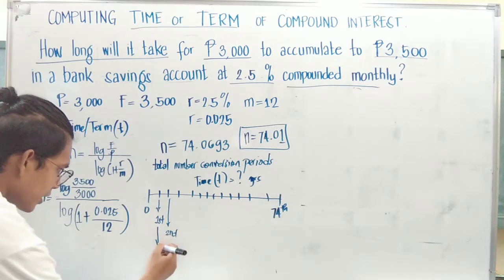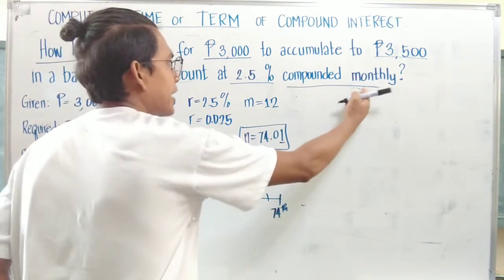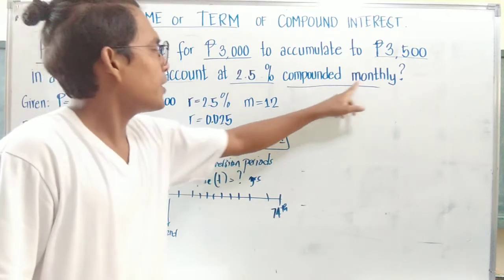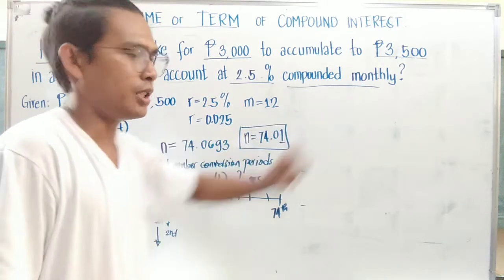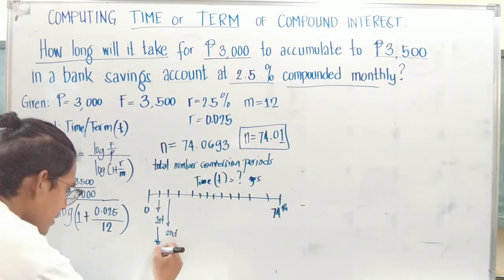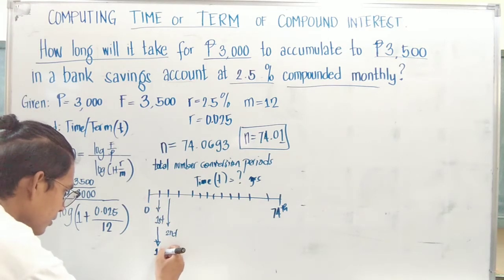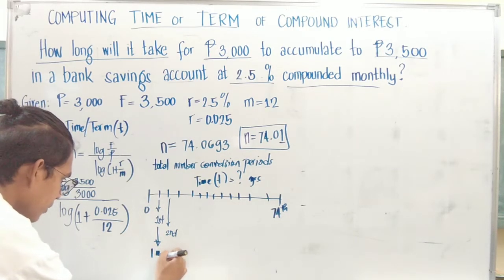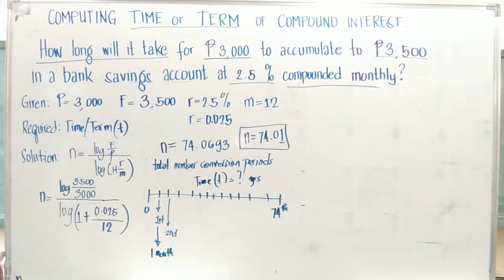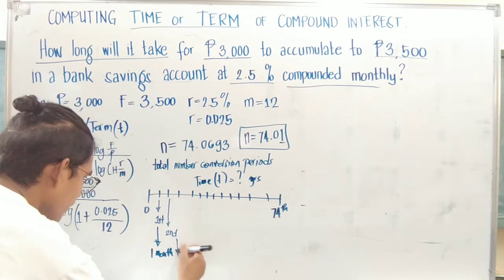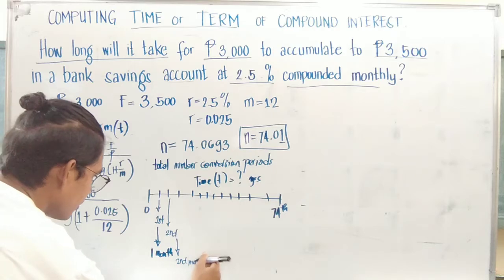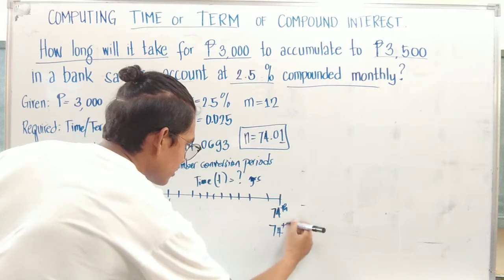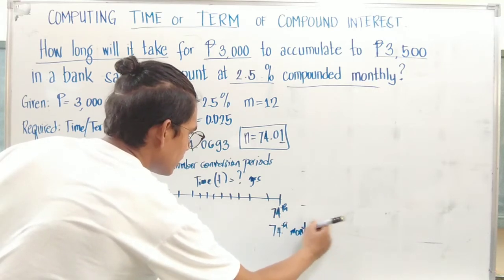So the first conversion is, of course, we will be relying on the frequency conversion, that is monthly. So the first conversion is, of course, the first month. Sorry, 1 month, or the first month of your savings account. Okay? Then we have your second month, and so on until the 74th month, right?